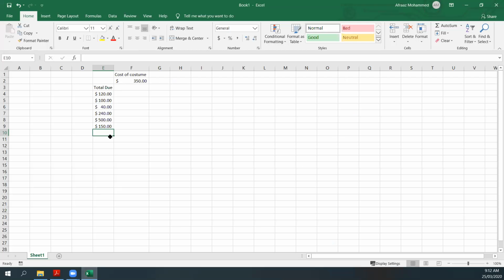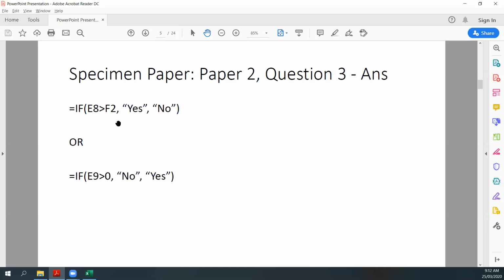Let's just first put the formula. So IF E8 greater than F2, yes. Going back to the formula a little bit, what this formula is saying is, if the value in cell E8 is greater than the value in cell F2, you're going to output yes, else output no.